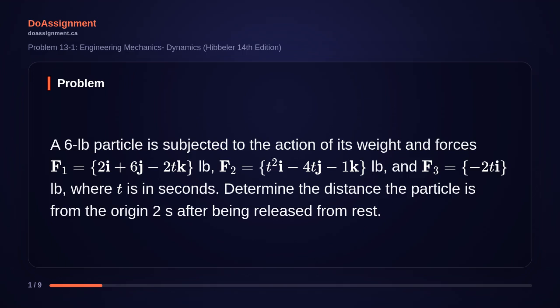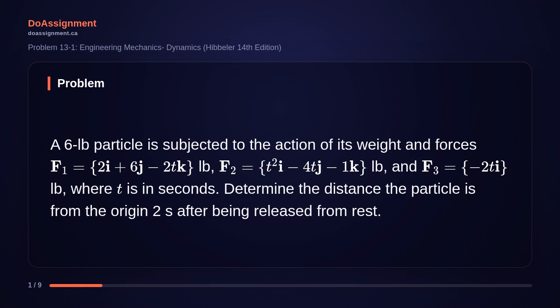A 6-pound particle is subjected to the action of its weight and 3 applied forces. Force F1 equals 2i plus 6j minus 2t k in pounds. Force F2 equals t squared i minus 4t j minus 1 k in pounds. Force F3 equals negative 2t i in pounds, where t is in seconds. Determine the distance the particle is from the origin 2 seconds after being released from rest.